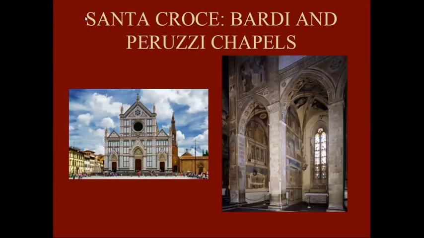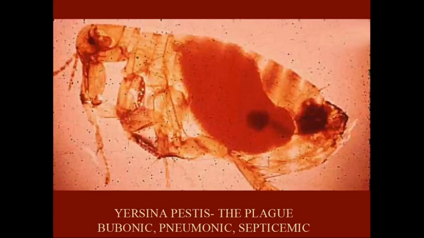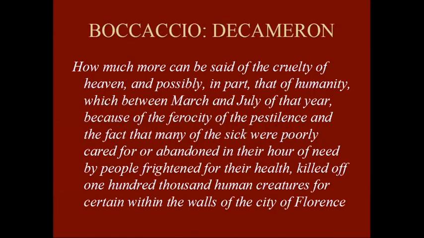Now, what changes? And it all changes in 1348. And this is where this talk actually intertwines with what's happening today, the reason why we're all here today. We have Yersinia pestis, the plague, and the three types: the bubonic, pneumonic, and septicemic. And we have this cataclysmic event that basically changes society. And without trying to make any various comments, let's go right to Boccaccio and the introduction of the Decameron.